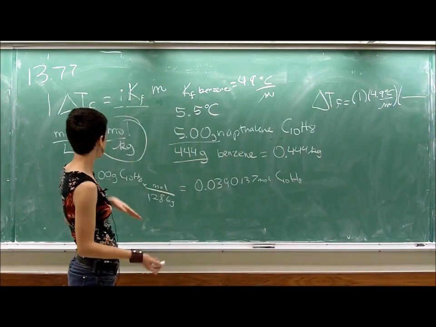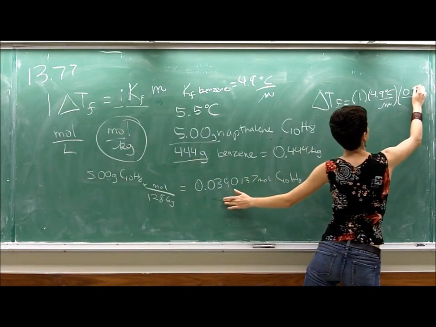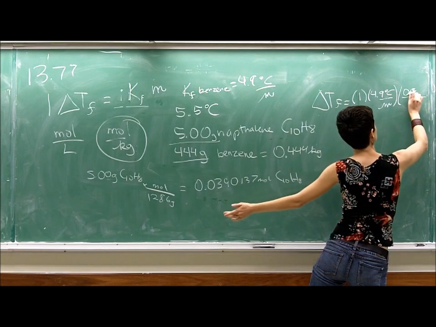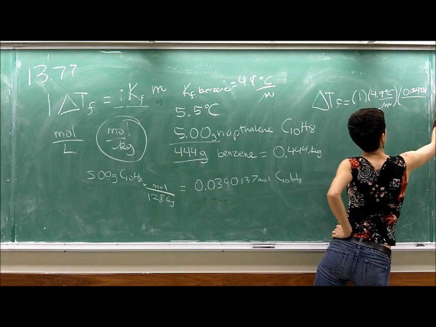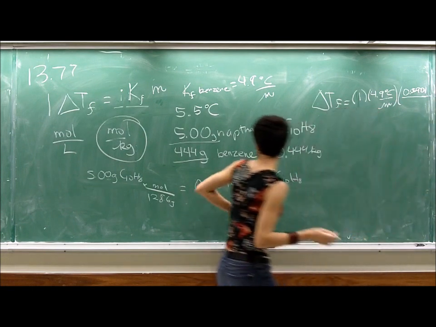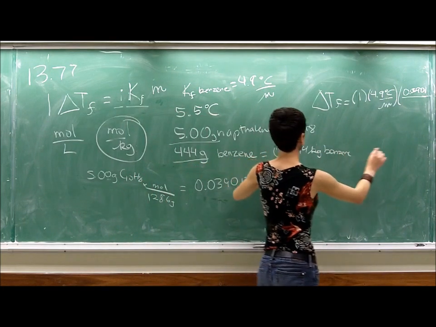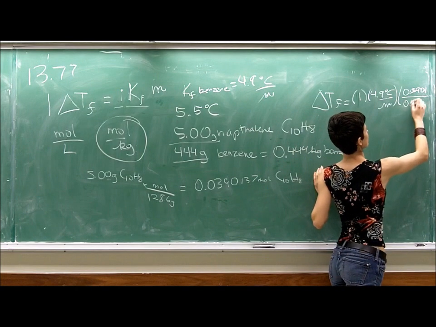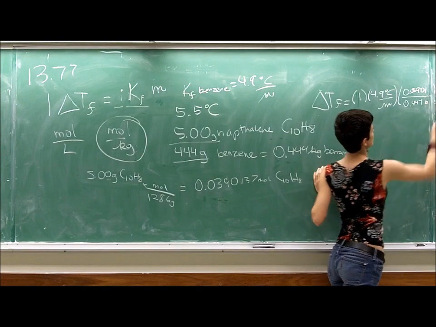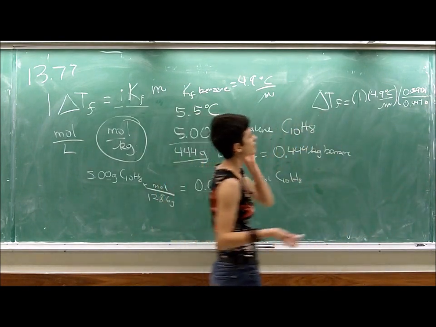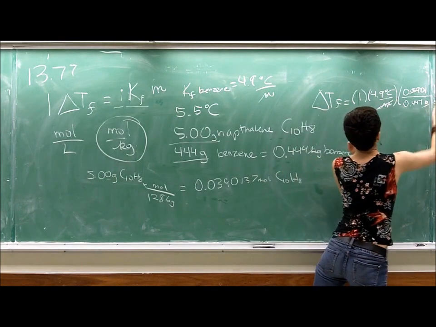We have moles, we found this out here. Moles of our solute per kilograms solvent. Our 0.444 kilograms benzene that we're dealing with. Everything cancels out nicely here. We've got our inverse molality over our molality numbers.